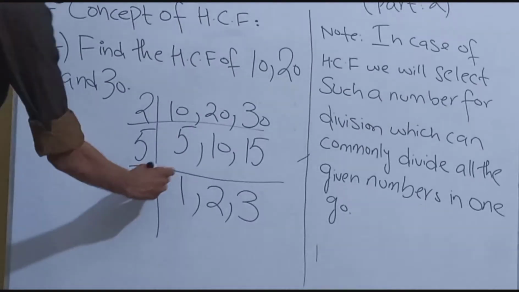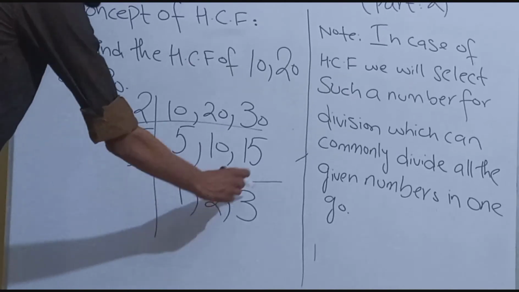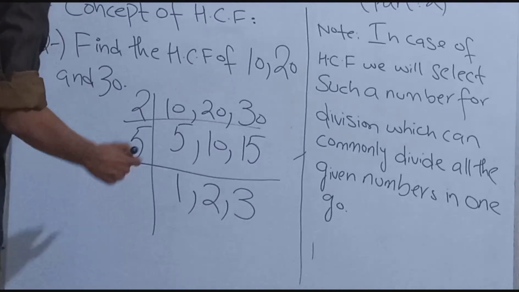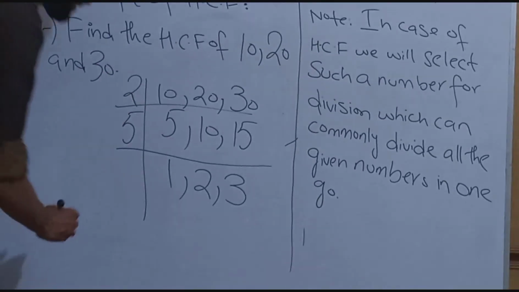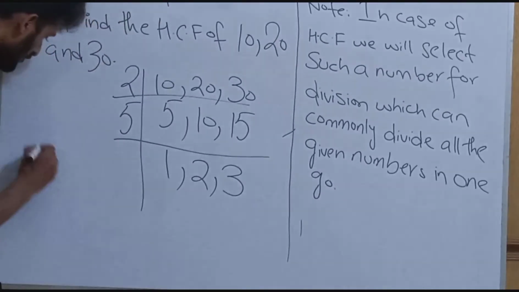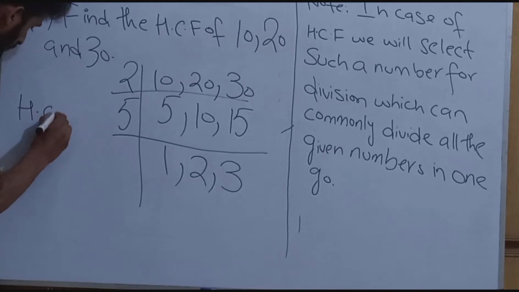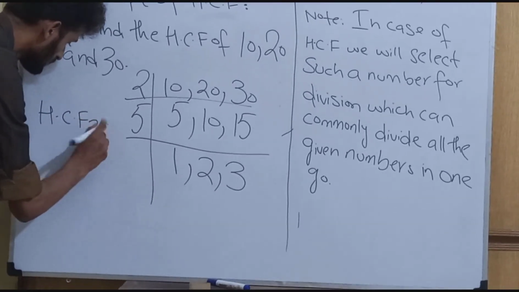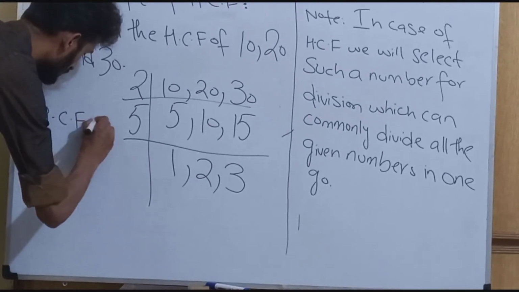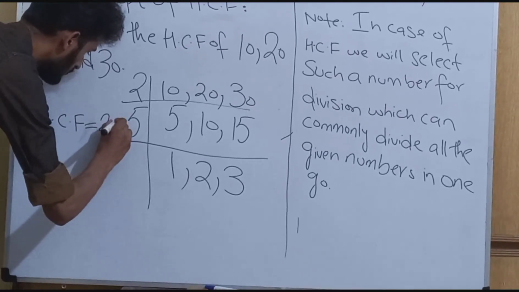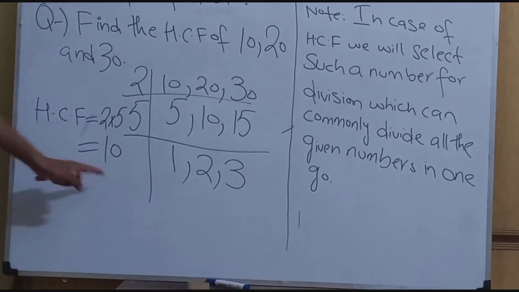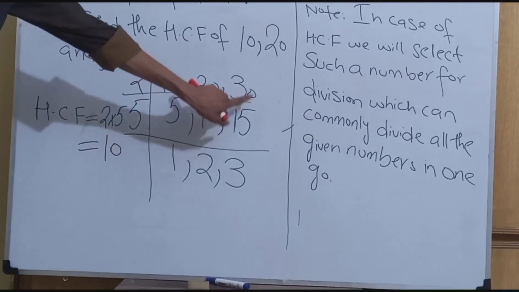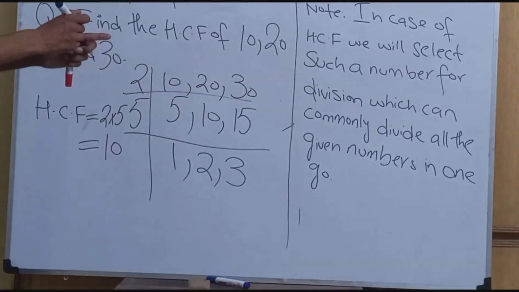There is no common number which can divide 1, 2, 3 in a row. So the HCF of 10, 20 and 30 is 2 multiplied by 5. The answer is 10. So 10 is the common factor which can divide all these three numbers.